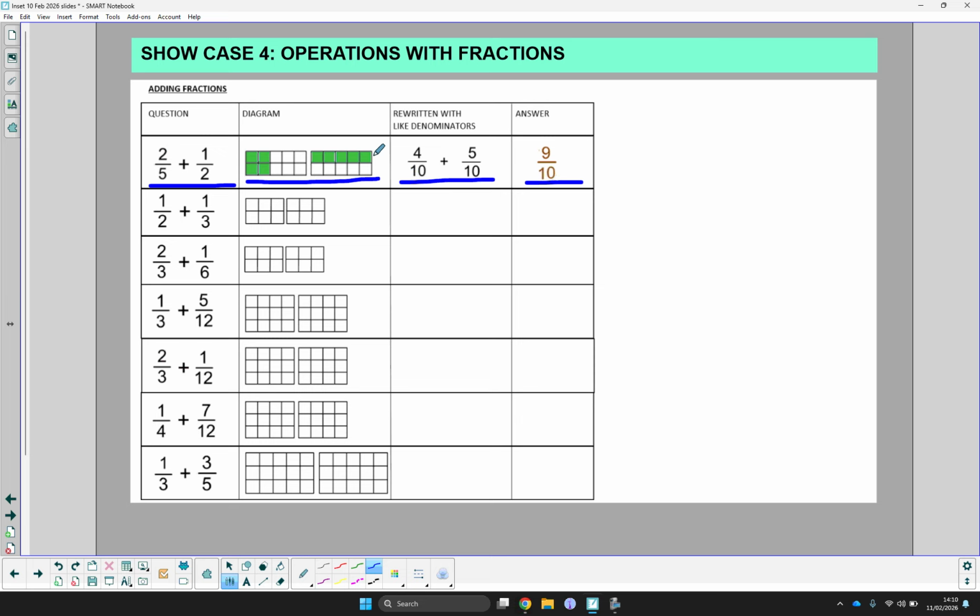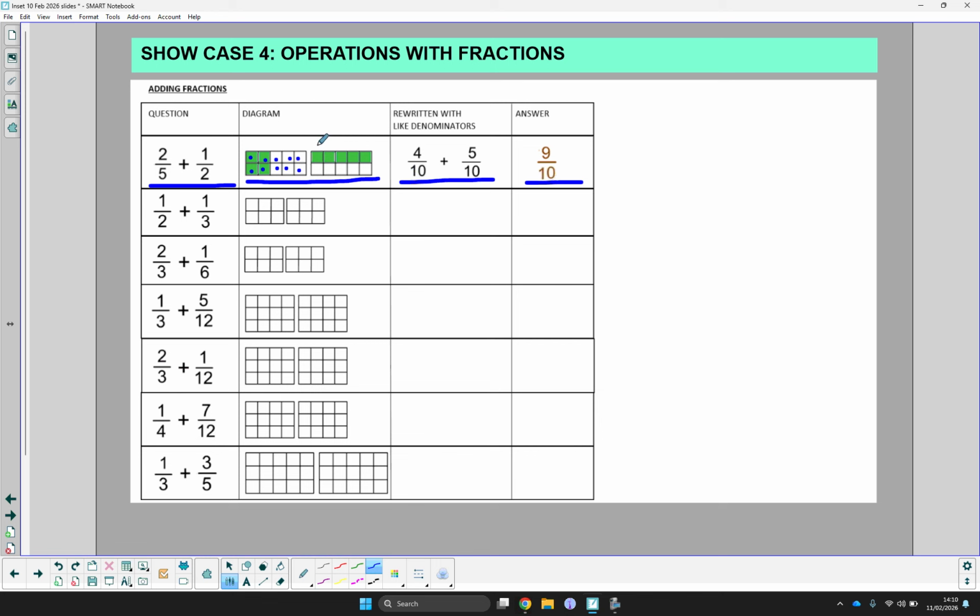This idea of we can't add fifths and halves because they're of different sizes, they're different types of fractions. But now in this grid, the grid has changed them into like denominators. And it's this idea of we need 10 of these little boxes to make a whole grid. So I'm dealing with tenths.